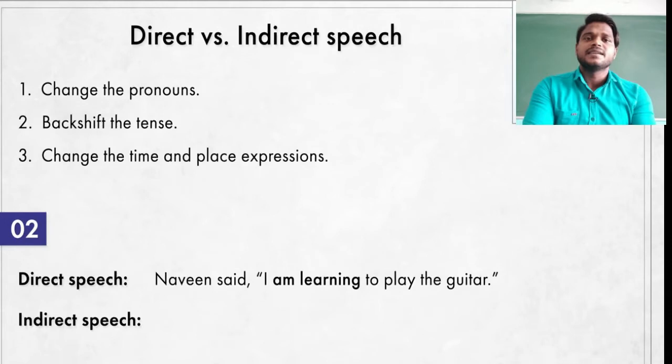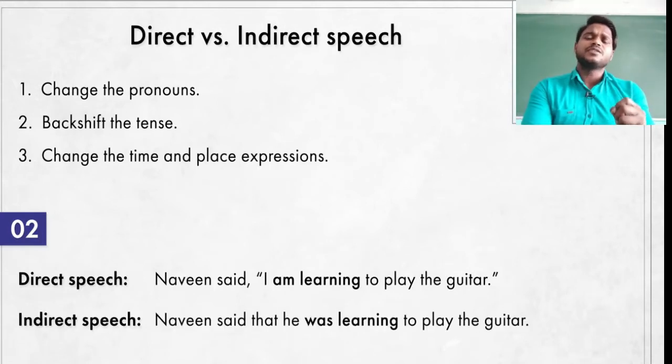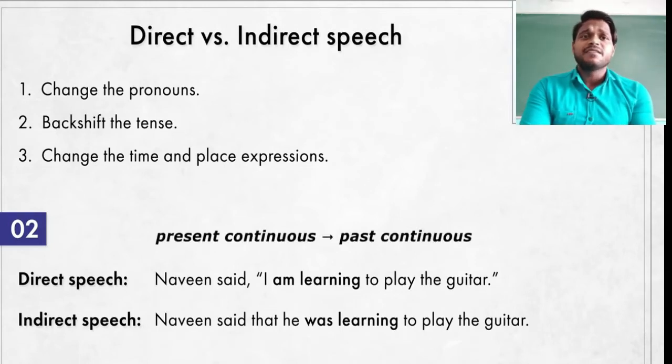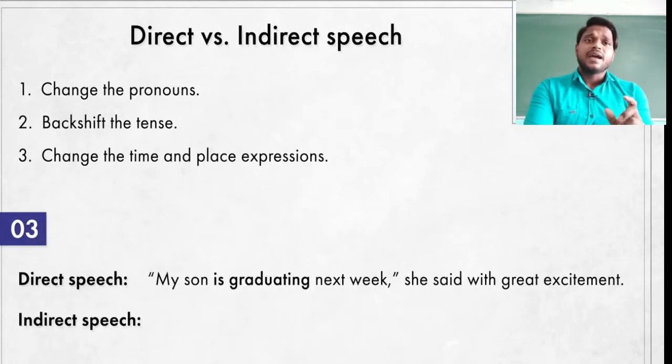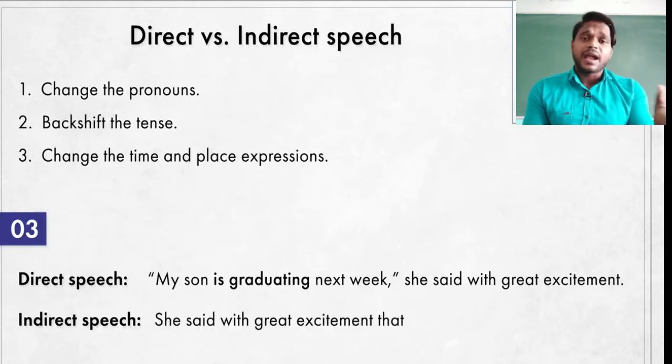Third sentence: My son is graduating next week, she said with great excitement. So how would you change this? When we change a sentence into indirect speech, we almost always put the reporting clause at the beginning. She said with great excitement that, now my son becomes her son, and we add the back-shifting words. So my son is graduating becomes her son was graduating, and next week is a time that we need to change. We can say the following week also. So her son was graduating the following week.